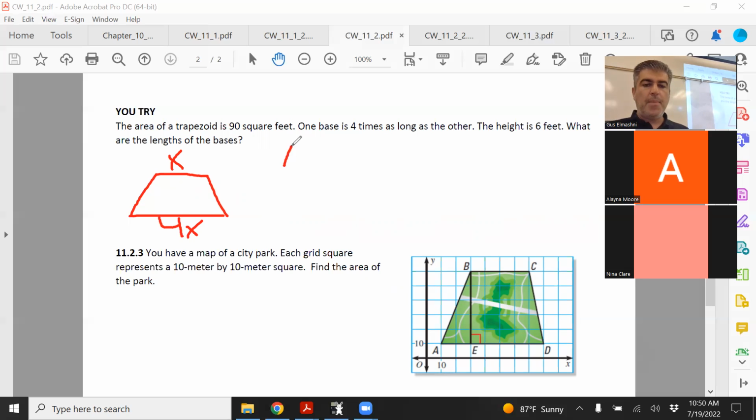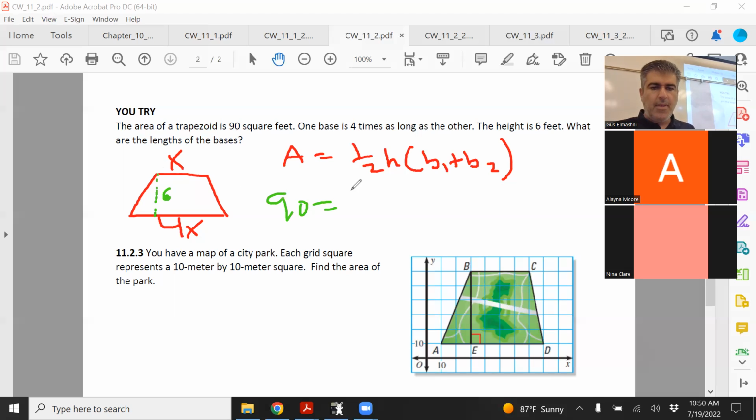The area of a trapezoid is going to be 1/2 h (b1 plus b2). And again, one base I don't know, so I'll call it x. The other is going to be 4 times as much, so I'll call it 4x. And the height is given. What's the height here? 6. So work it out. 90 equals half of 6 times (x plus 4x).